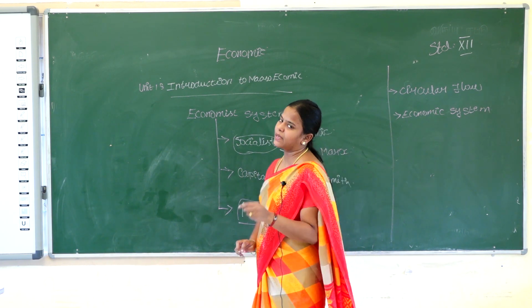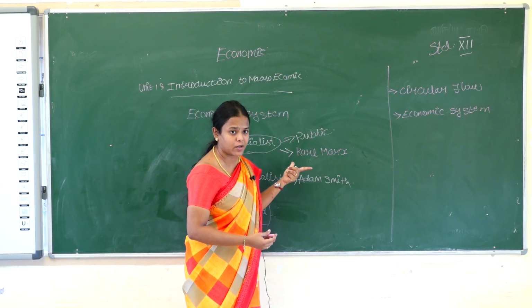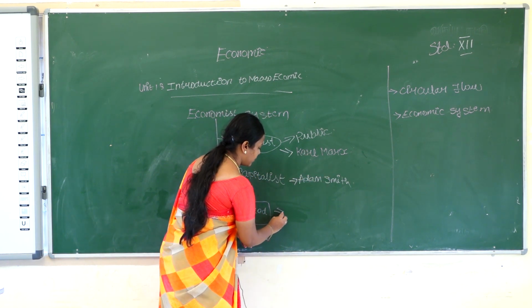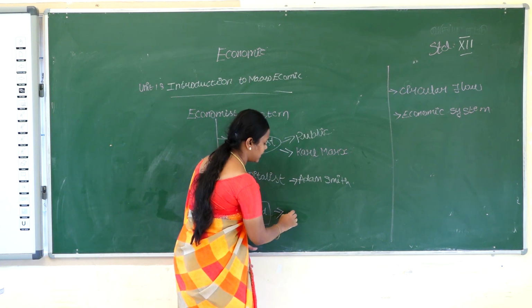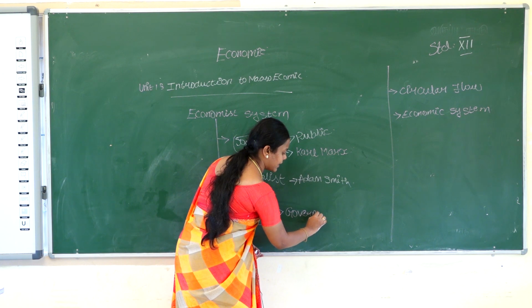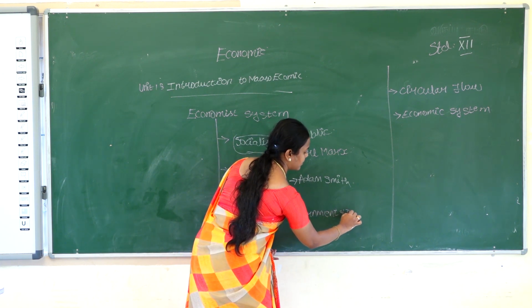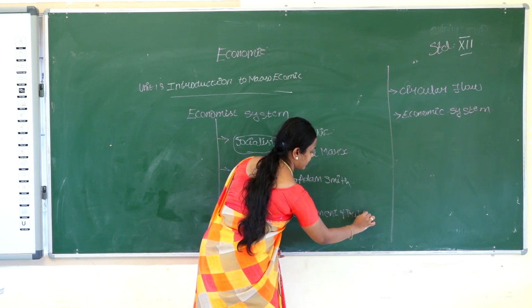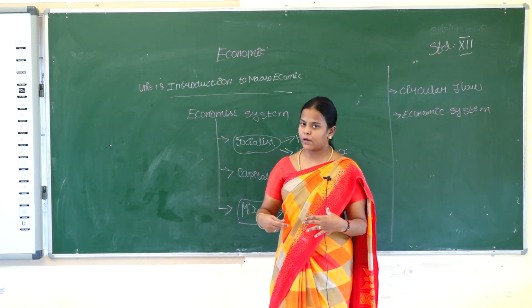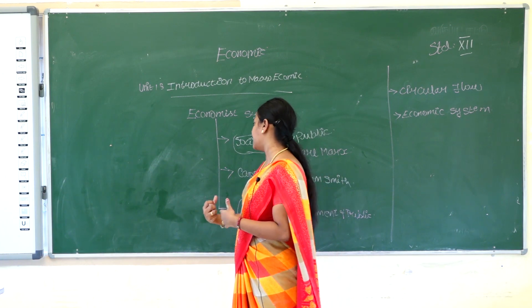A mixed economy is the combination of both the socialist economy and the capitalist economy. So the two parties, the government as well as the public, have an equal right to participate in a mixed economy.